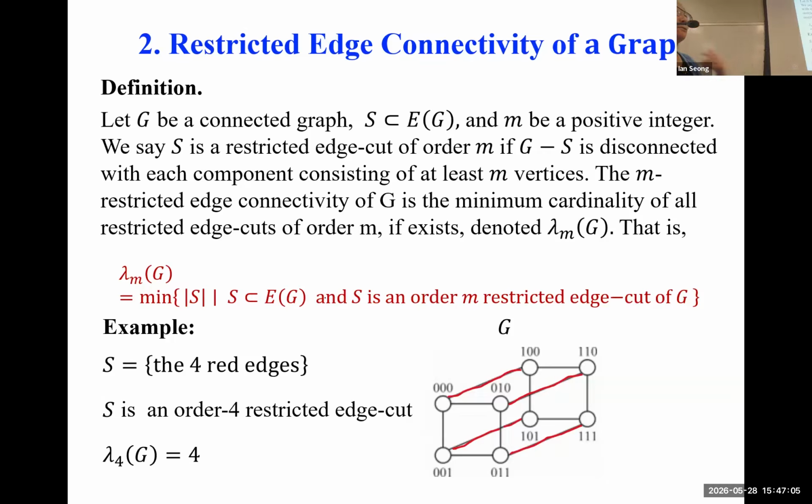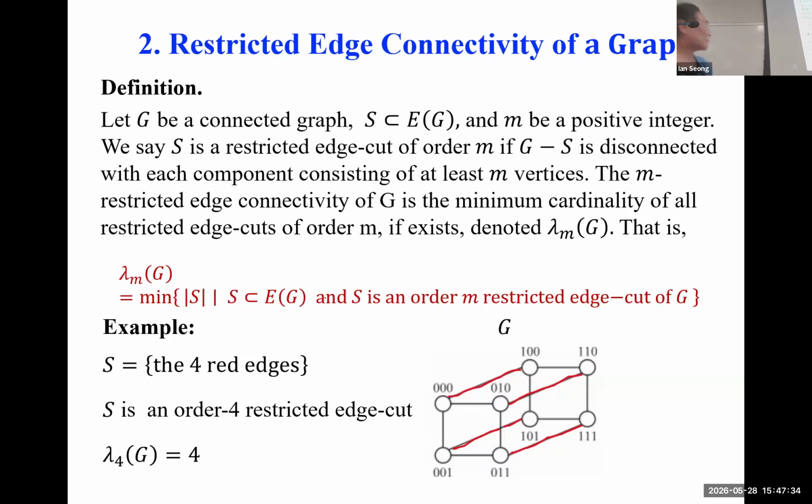And the original edge connectivity lambda is actually lambda 1, right? If M equals 1, then you have two or more disconnected components, with at least one vertex in each component. So lambda 1 is the ordinary edge connectivity of the graph G. But now we have lambda 2, lambda 3, and so on.